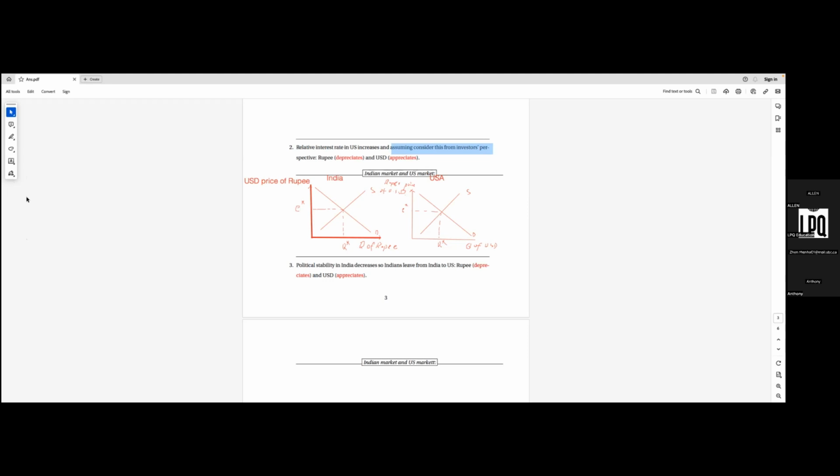So what do we have? This time the demand curve here increases, the supply here increases, so the rupee will decrease, will depreciate. But on your right-hand side, demand for American dollars will increase.